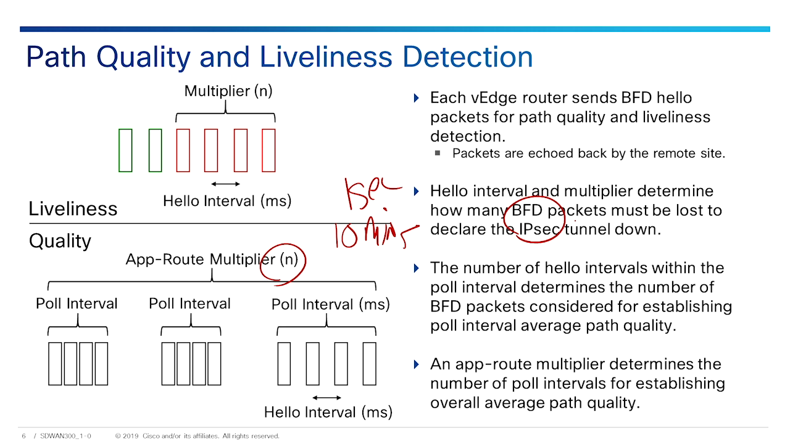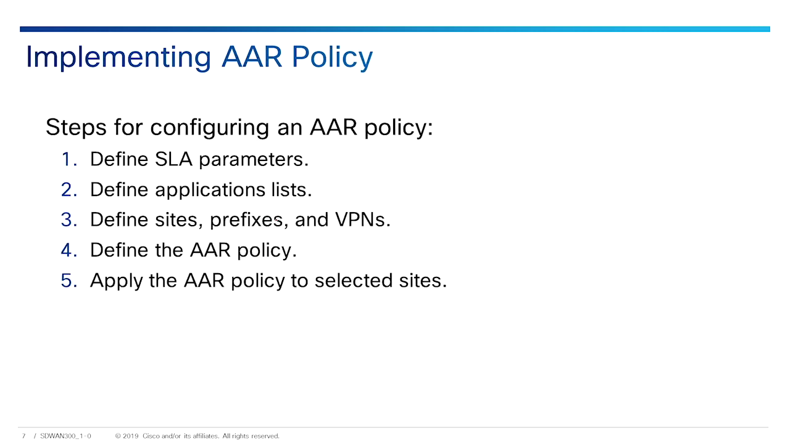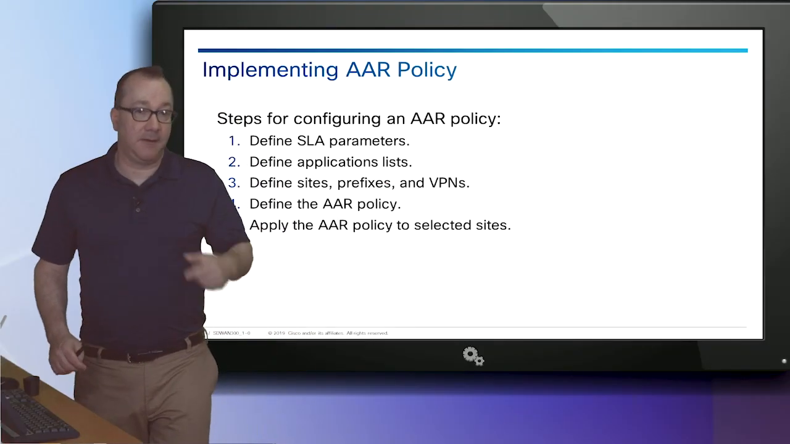All right? So we're going to send a bunch of packets across, get a bunch of packets back. We're going to get a determination of quality based on those responses. Okay? So how do we set this up?